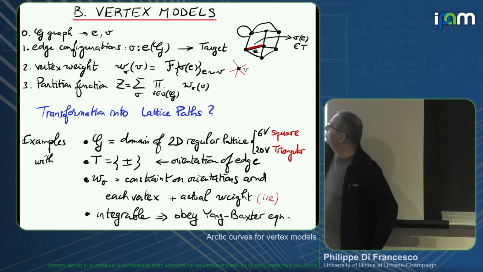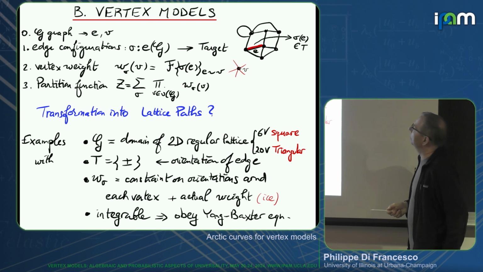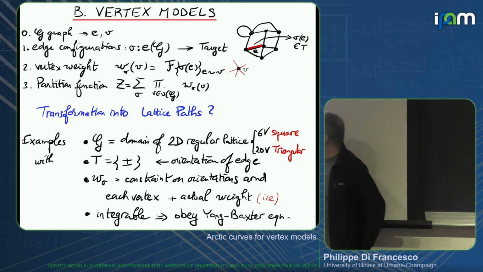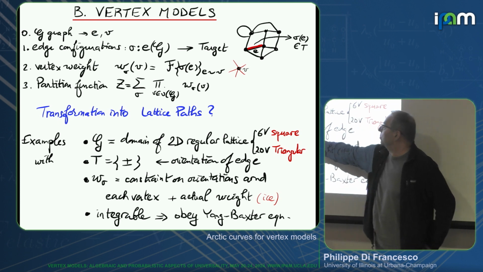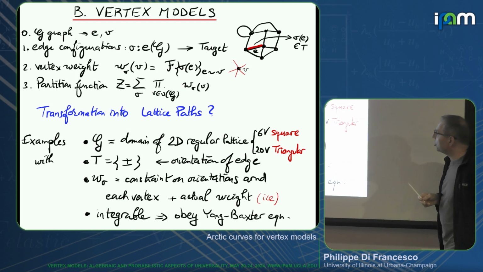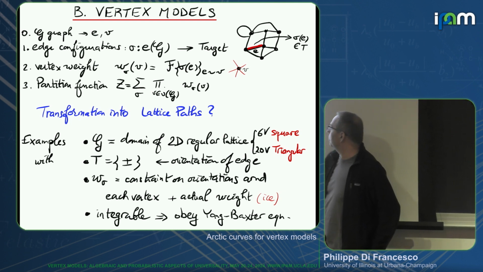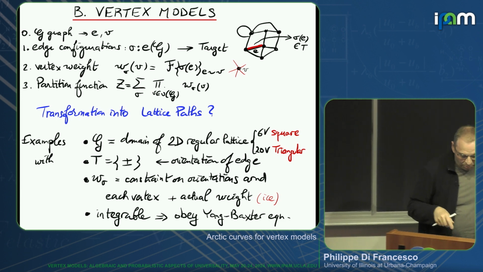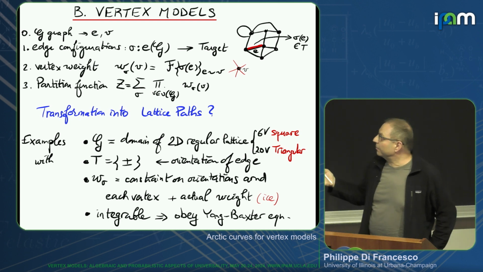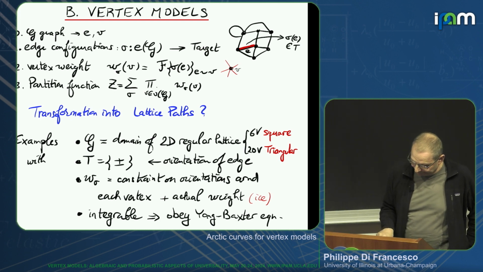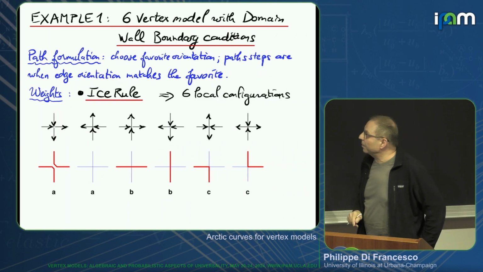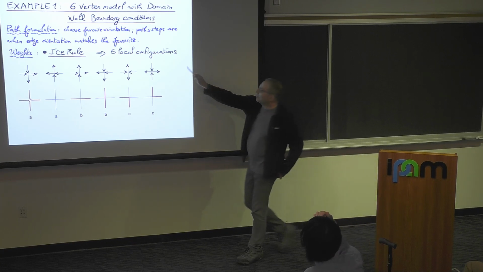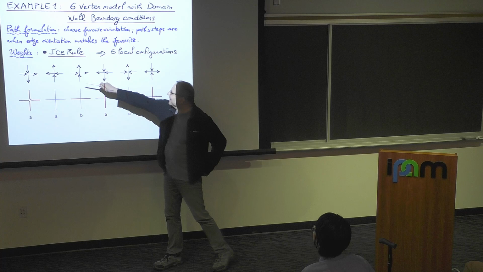And so we're going to work in some domain of a two-dimensional regular lattice, which will be either square lattice or triangular lattice. We will take as a target space just a sign, which would be the orientation of the edge. And the weight will include a constraint, which is called the ice constraint, which we'll see after. But the important thing is that we're going to consider weights that make the system integrable. Okay, so the basic example here is the 6 vertex. We've seen enough of it.